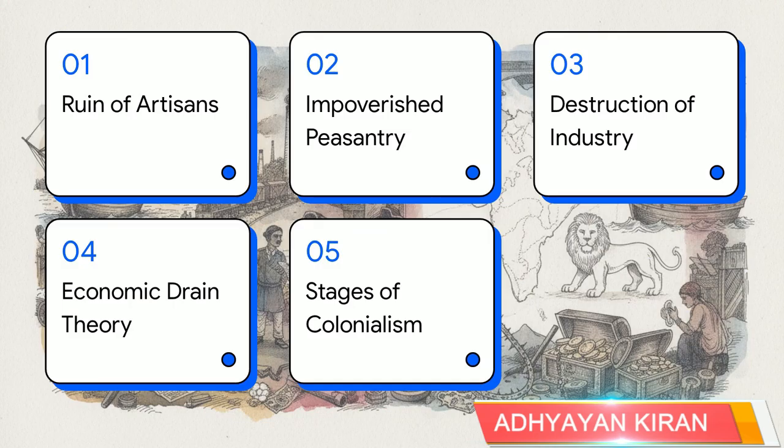So to understand how this massive shift actually happened, from the everyday micro level all the way up to the macro level, we're going to walk through 5 key areas. First, we'll look at the ruin of artisans. Second, the impoverishment of the peasantry. Third, the destruction of Indian industry. Fourth, we'll cover the economic drain theory. And finally, we'll synthesize it all by looking at the 3 distinct stages of colonialism.